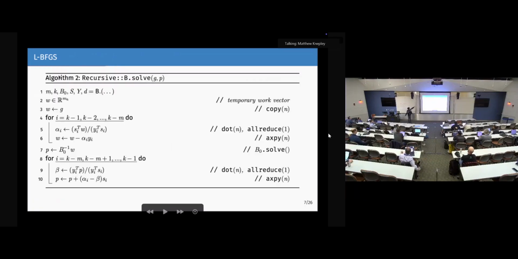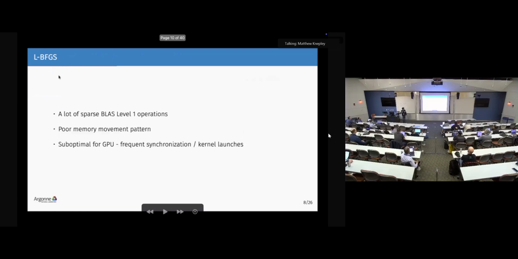If you run this algorithm and profile it on the GPU in PETSc, you'll see that most of the time is actually not spent on computation, but on waiting for either kernel launches or synchronization. So it's rather inefficient for GPU.